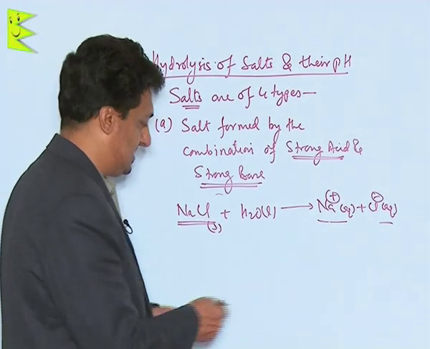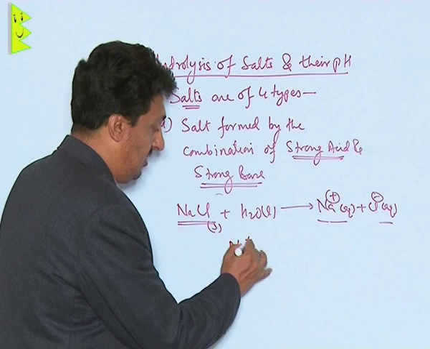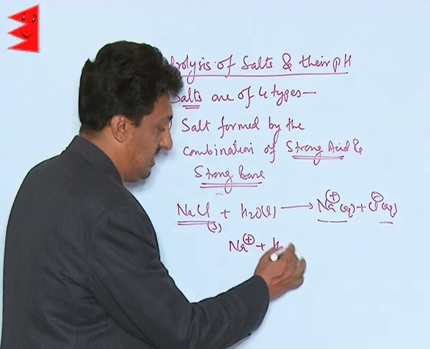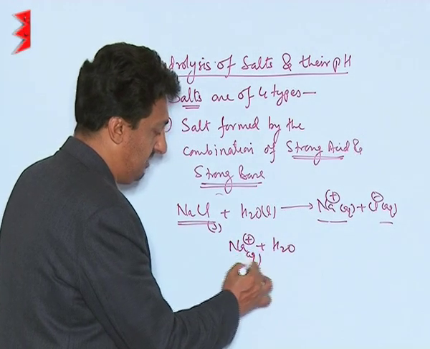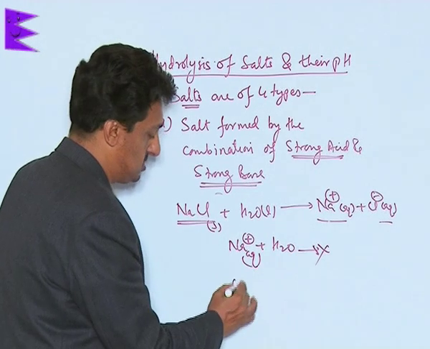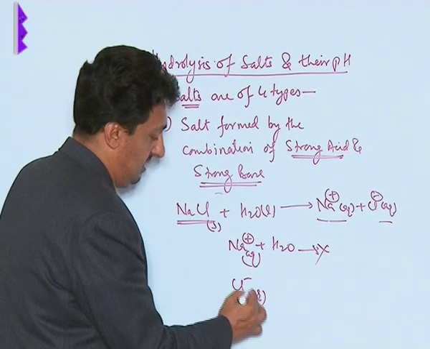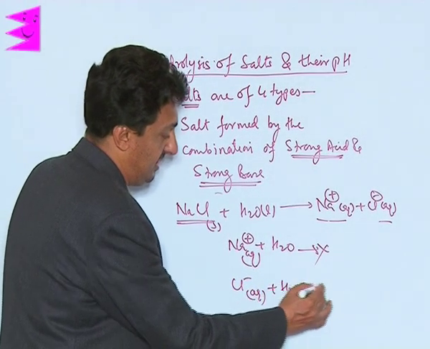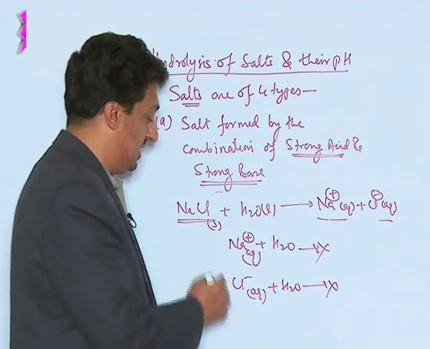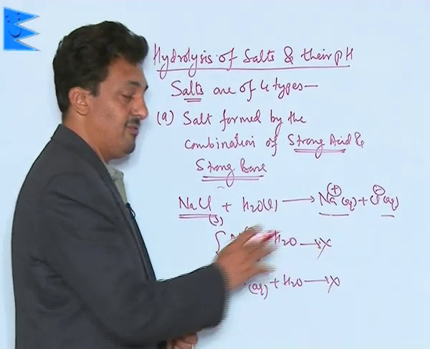So in those cases, the Na ion will not interact with the water in any case. Nothing will happen to this one. The same chloride ion will not interact with the water in any case. Nothing will happen to this. So in these cases, they will remain in the water as such.